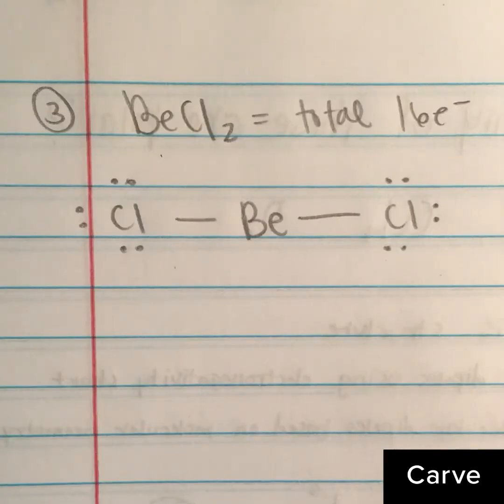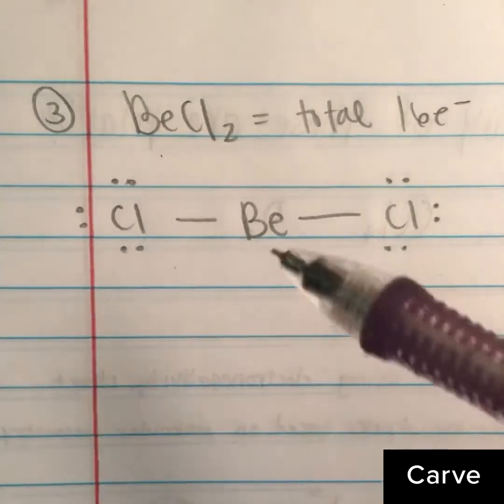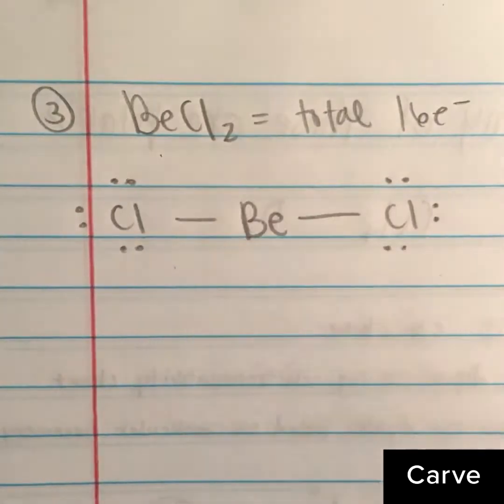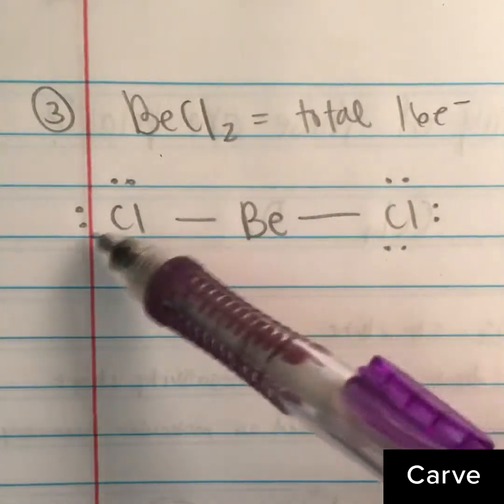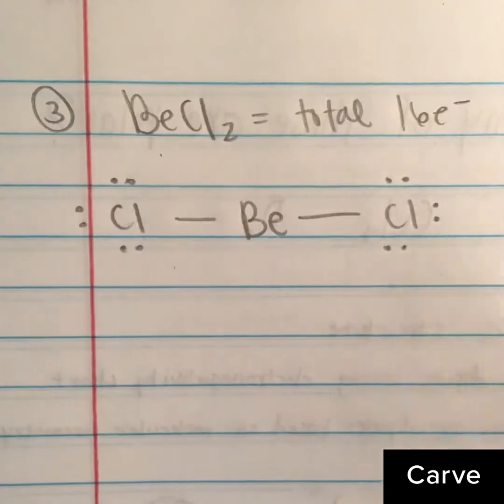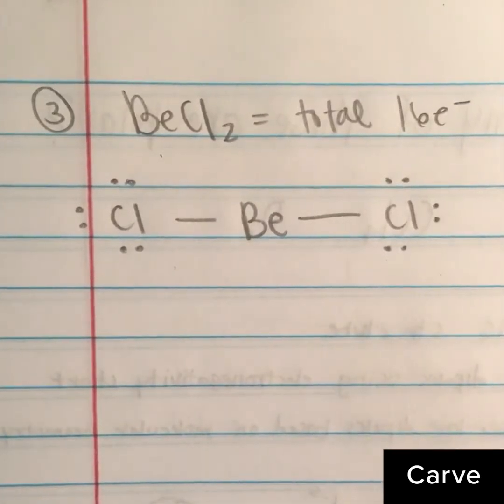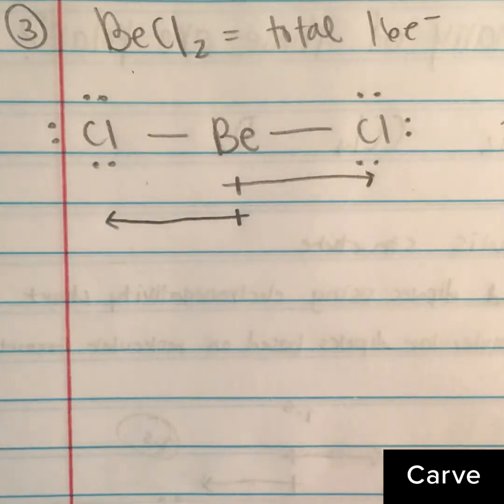Okay, so here is your third molecule, and it's BeCl2. It has a total of 16 valence electrons. The weird thing about this Lewis structure is that Be doesn't have to follow the octet rule. So this Lewis structure looks incomplete, but it's actually the correct Lewis structure for this molecule. Okay, so then you're going to draw your dipoles, which I've already done for you.